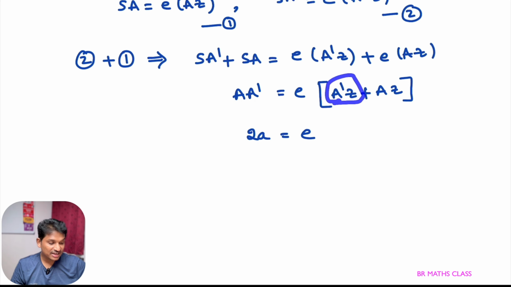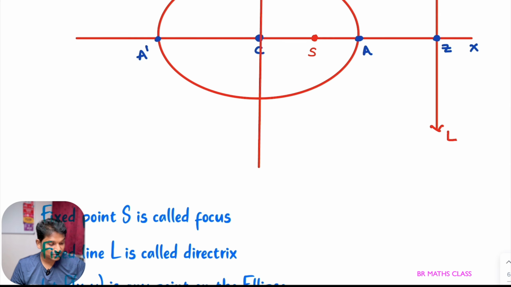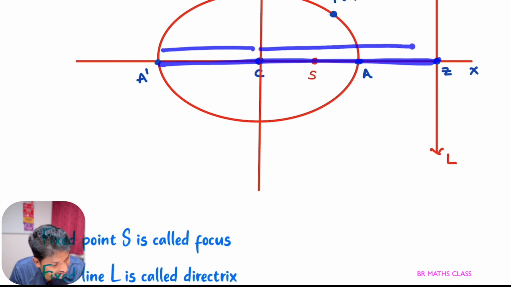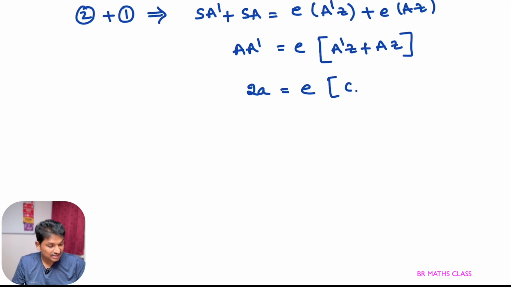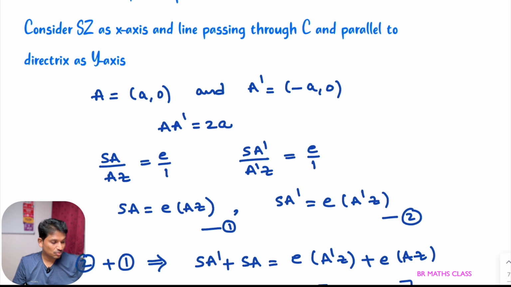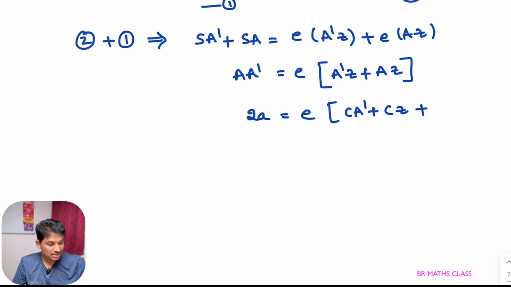Now, you need to write A dash Z by including C. Where is A dash Z? Look here, this is A dash Z. How will you write A dash Z? See, I will write like this: CA dash plus CZ. CA dash plus CZ is A dash Z. I hope you are understanding, right? I'll write it as CA dash plus CZ, plus AZ. You see here, what is there? AZ. AZ also you write by including C.